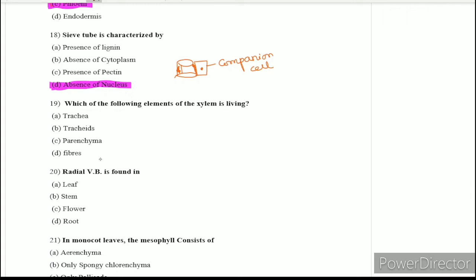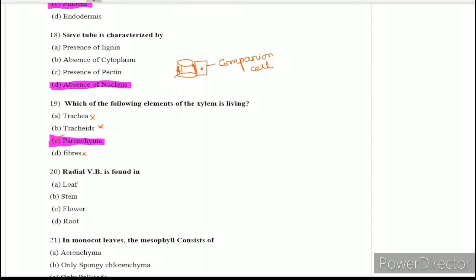Next one. Which of the following elements of xylem is living? See, A is trachea. No, there is no association between trachea and the xylem. B, tracheids. Tracheids, vessels, and fibers are dead ones. So option A, trachea, is the wrong answer. Option B, tracheids, is also wrong. Option C, parenchyma. Parenchymal cells are always living, and fibers are dead tissues. So the correct answer is parenchyma.